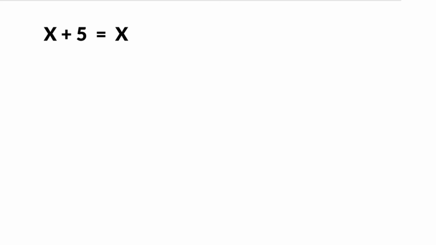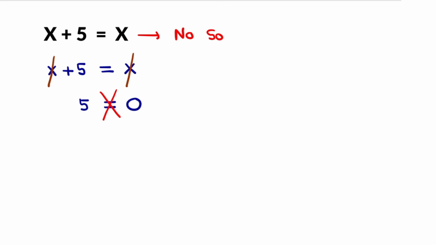Let's go back to the original equation. X plus 5 equals x. Since x appears on both sides, simply subtract x from both sides. The x terms disappear, and we're left with 5 equals 0. But 5 can never equal 0. That's a contradiction. And that tells us everything we need to know. There is no value of x that can satisfy the original equation. So the equation has no real solutions.